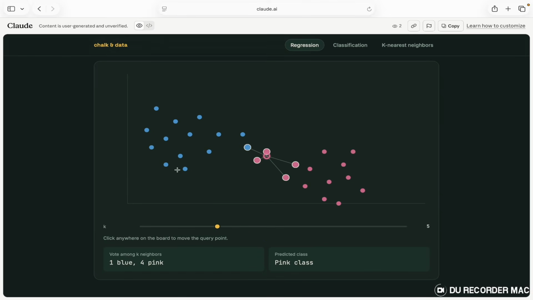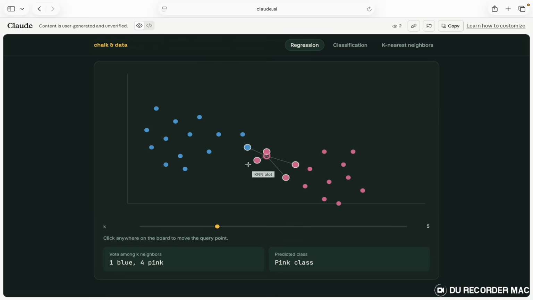So now we are gonna meet the weirdest kid of machine learning. His name is KNN, K nearest neighbor, and honestly this algorithm has a very simple philosophy. It basically says, tell me who your neighbors are and I'll tell you what you probably are.